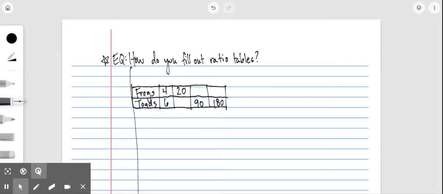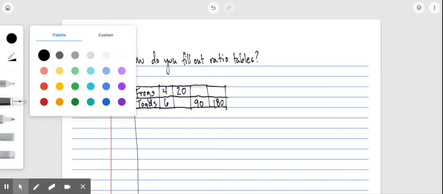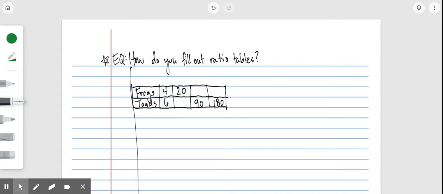Okay, so here's my example, frogs to toads. The ratio is 4 to 6. So to fill out ratio tables, what I would recommend is thinking about each of these things as a ratio. So this first one, 4 to 6, is a ratio all of its own, 4 over 6. Okay, that is a ratio. There are 4 frogs for every 6 toads. We want to figure out what goes in this blank spot right here, underneath the 20. So this says that there are 20 frogs, so how many toads are there?